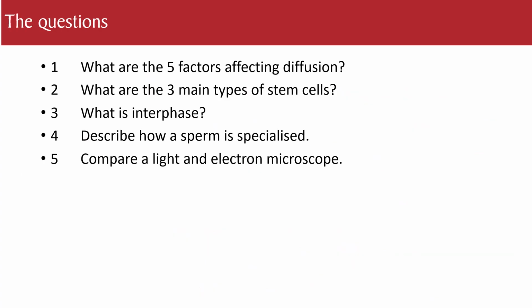Now answer these 5 questions into your exercise book. Write out the question first and then give your answers following on from the written out question. Number 1 is, what are the 5 factors affecting diffusion? Question number 2, what are the 3 main types of stem cells? Question number 3, what is interphase? Question number 4, describe how a sperm is specialized. And number 5, compare a light and electron microscope, and I want 4 different comparisons for that.